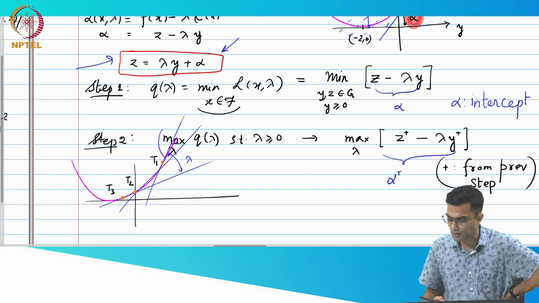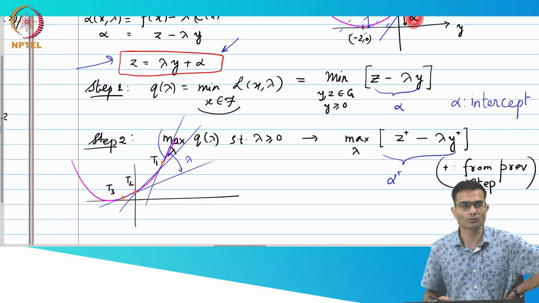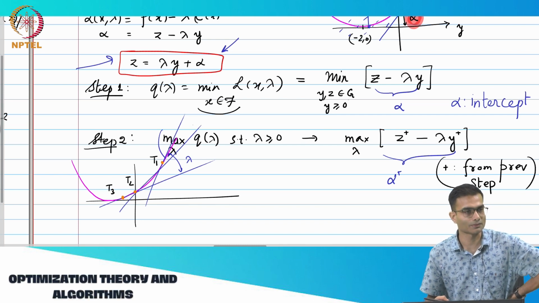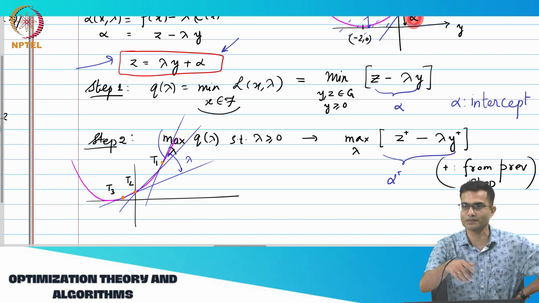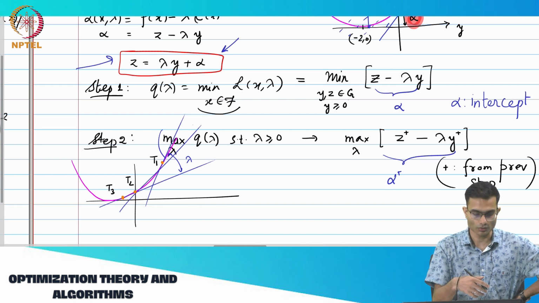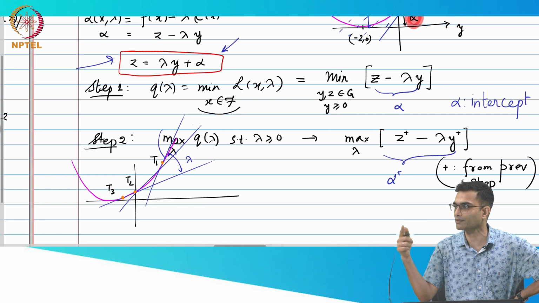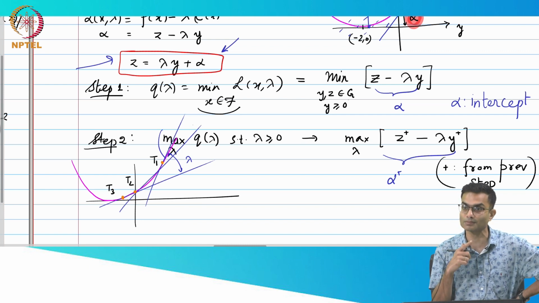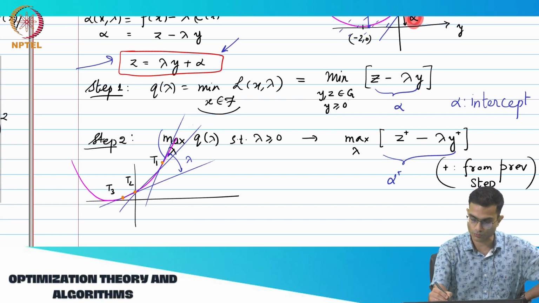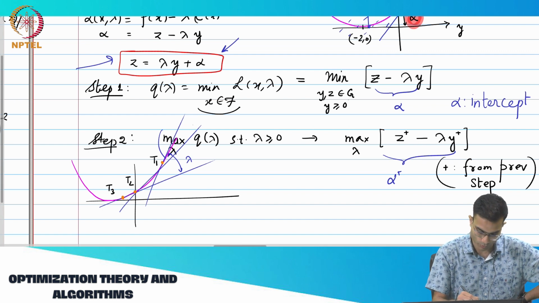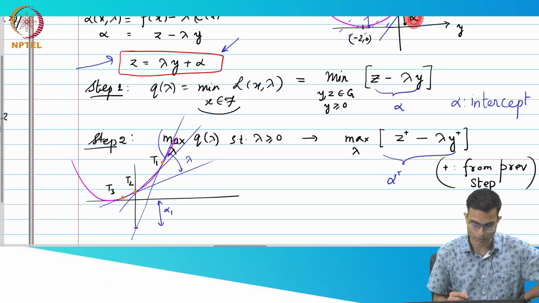Okay, so now what am I saying? Step 2, I am saying maximize the intercept. Of course, while staying feasible and all of that, right? So of these 3 lines which I have drawn, which have tangent points T1, T2 and T3, I want to maximize the intercept. So for example, for this T1 guy, what is the intercept? This guy, right? This is alpha 1.